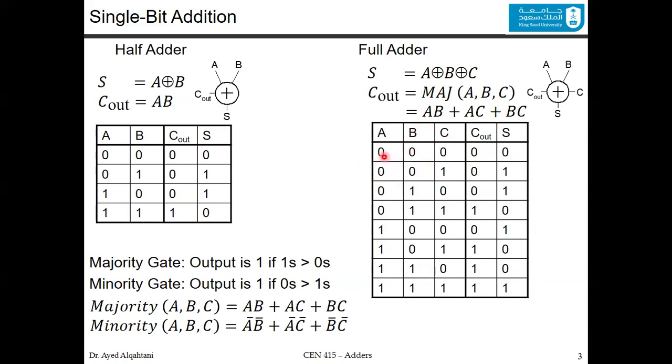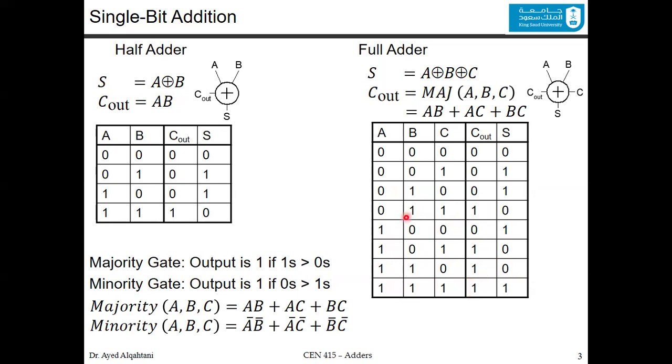So if you sum up 0 and 0 and 0, now the C is actually the carry in, and A and B are the inputs. If you add 0, 0 and 0, the sum is 0 and the carry out is 0. If you add 0, 0 and 1, the sum is 1 and the carry out is 0. Similarly for 0, 1, 0, the sum is 1 and the carry out is 0. For 0, 1, 1, the sum is 0 and the carry out is 1. For 1, 0, 0, the sum is 1 and the carry out is 0. For 1, 0, 1, the sum is 0 and the carry out is 1. For 1, 1, 0, the sum is 0 and the carry out is 1. For 1, 1, 1, the sum is 1 and the carry out is 1.